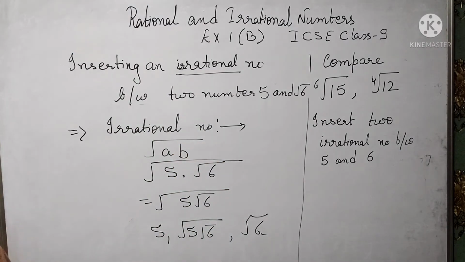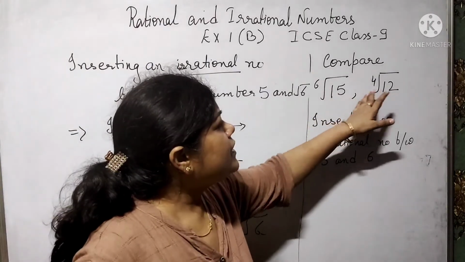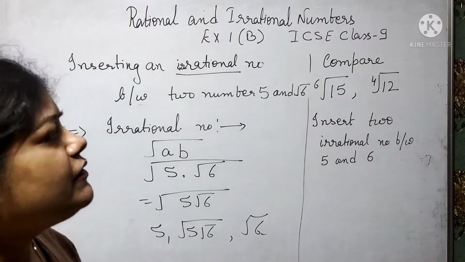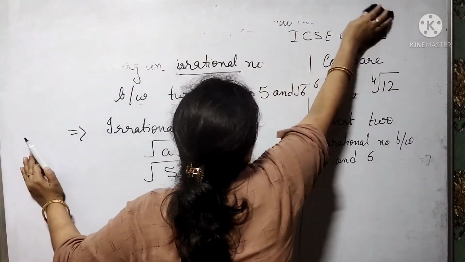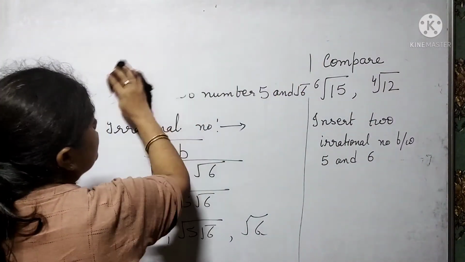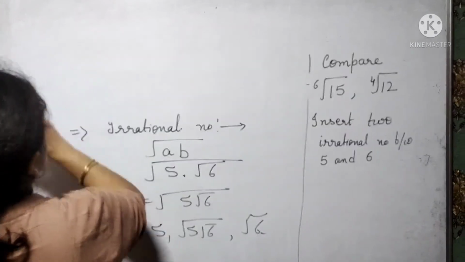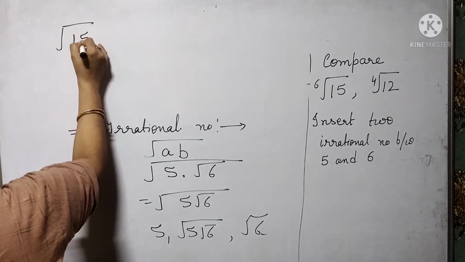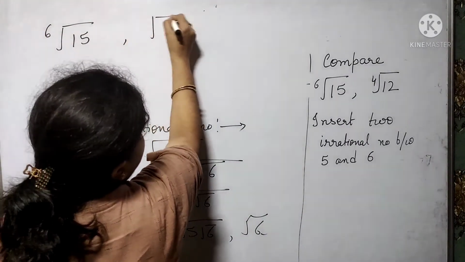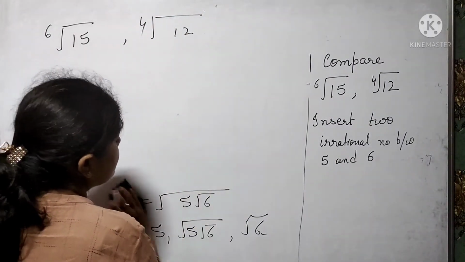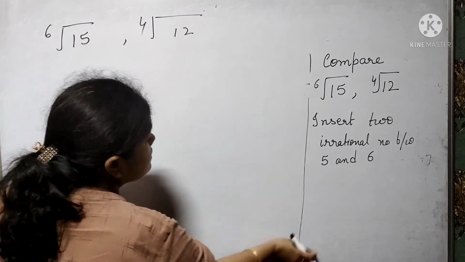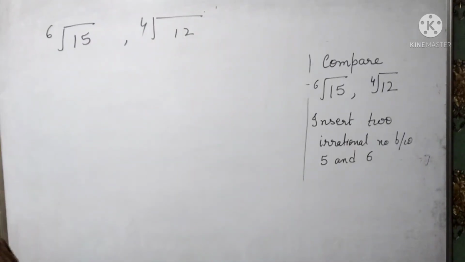Now I am going to explain you next topic. How will we compare these two if they are given in the form of irrational number? Which one is greater, which one is smaller? How will we find that? I am going to explain you. For example, we have to compare which is bigger one, and the format is given in this way. And we have to find which one is bigger or which one is smaller for this question.